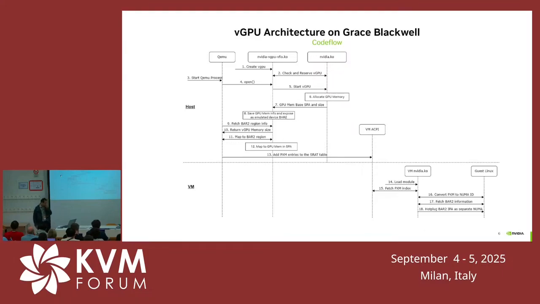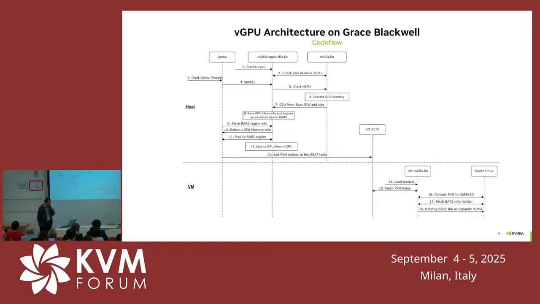Another thing it does is it adds the PXM nodes to the SRAT table. What this helps is it essentially makes the VM create separate nodes for the GPU, so when the VM kernel sees different proximity domain nodes, it would create nodes within the VM. Those would be initially memoryless NUMA nodes.